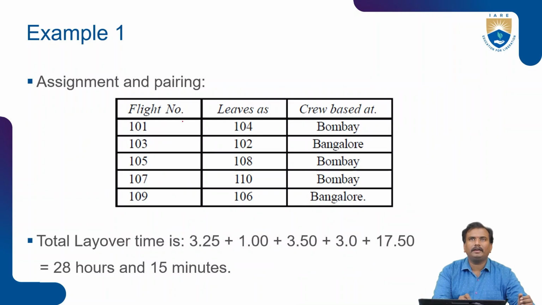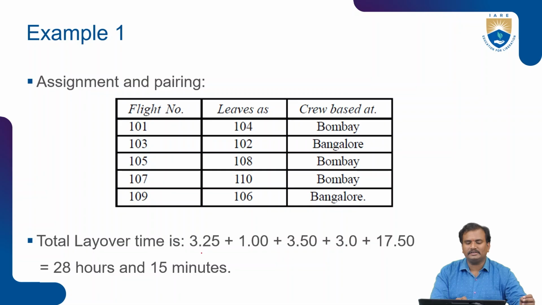And assignment and pairing: here 101, which we are taking as flight number, leaves as 104 and crew based at Bombay, and 103 leaves as 102 crew based at Bangalore, 105 leaves as 108 and crew based at Bombay, and 107 leaves as 110 crew based at Bombay, 109 leaves as 106 and crew based at Bangalore.